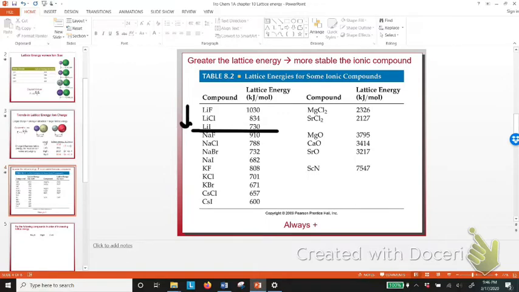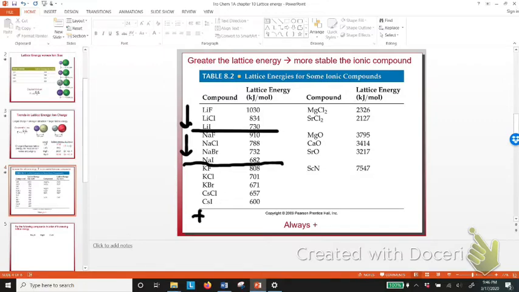So you can see that also with this next set of examples. Once again, the cation is the same, so we're focusing on the fact that we're going down the halogen column, and that means that the size is getting larger. As the size of the ion gets larger, the lattice energy is getting smaller.